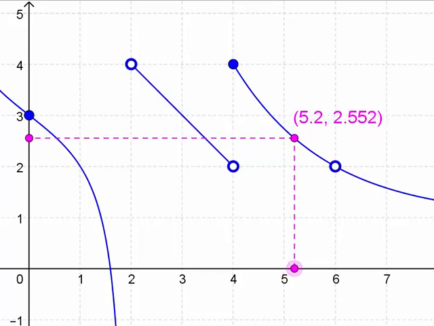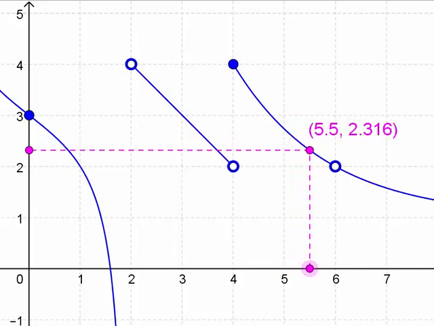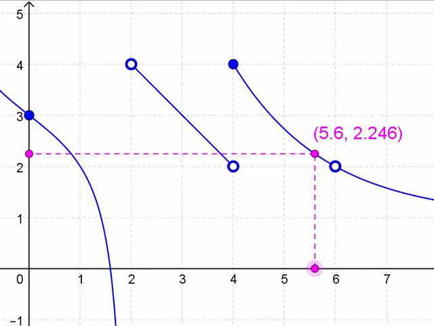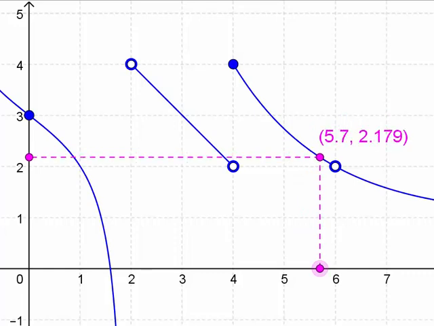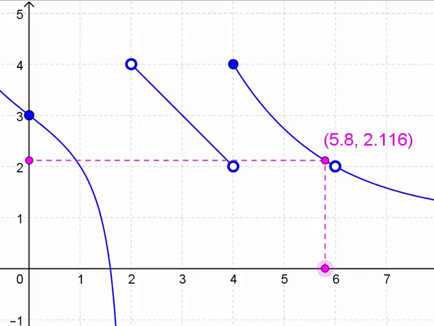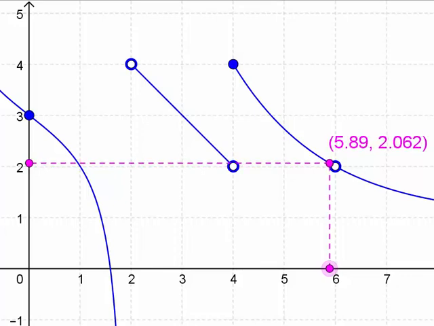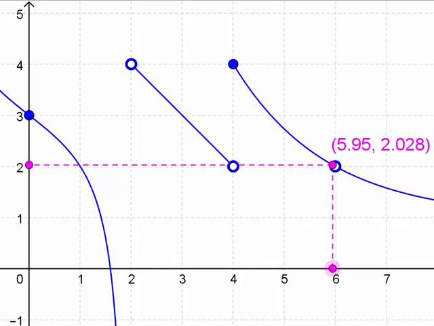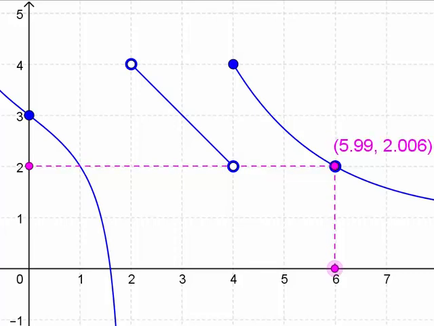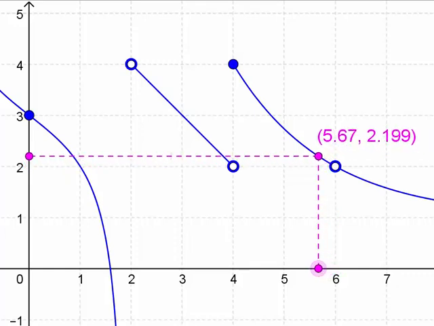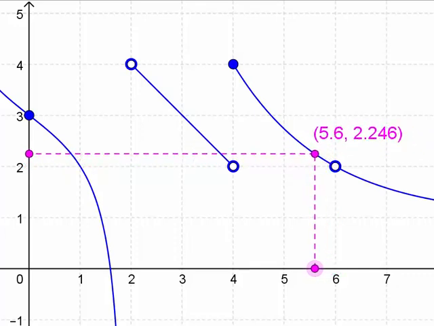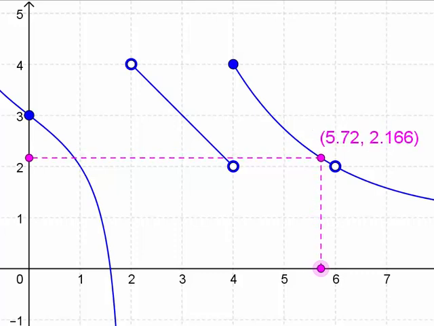Notice as I'm approaching x equals 6 from the left, the y value is decreasing. The y value right now is 2.246. Now the y value is 2.179. And clearly the y value appears to be approaching 2 as x approaches 6 from the left. Now, the key thing to notice is that once I arrive at x equals 6, I don't get the satisfaction of seeing the y value equaling 2. But that doesn't matter. We will still say that as x approaches 6 from the left, the y value is approaching 2.